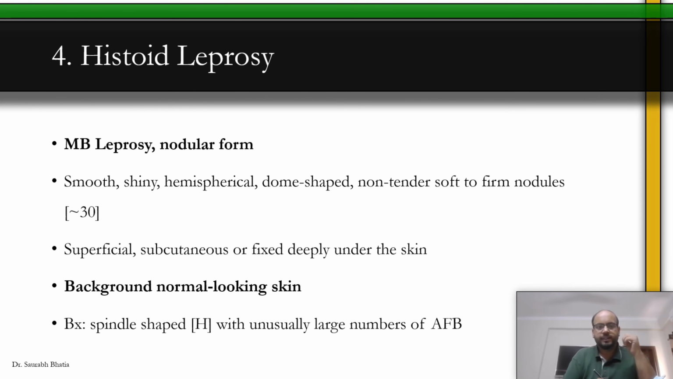The fourth variant is the histoid leprosy. It's part of the lepromatous pole, part of multibacillary leprosy, and it's the nodular form. So in histoid leprosy, multiple nodules, papules and plaques are formed, and the background skin is normal. So what you have is smooth, shiny, hemispherical, dome-shaped, non-tender, soft to firm nodules.